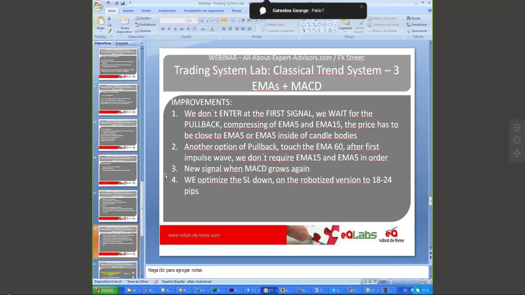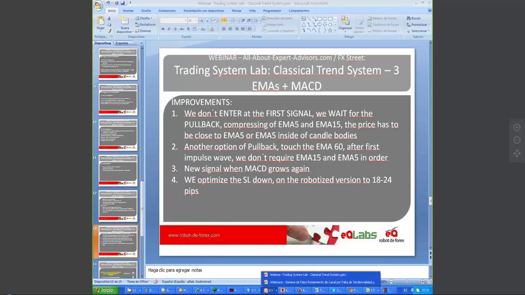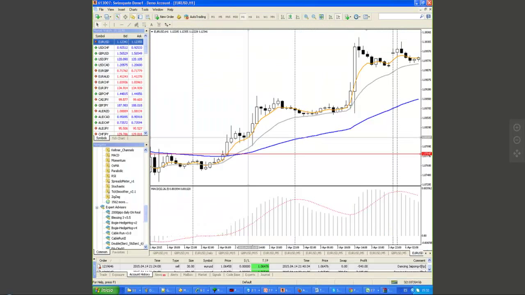Okay, so what we will do now is we will not enter at the first signal. That's what people usually do. They see, oh, the moving average just crossed, now we have an uptrending setup. It's really changed and it's an uptrend, and it's not. It can be just reversing temporarily and it's not yet an uptrend. So we will never enter on the first signal. We'll wait for the pullback. How does it work? Now the system is going to get really much better.